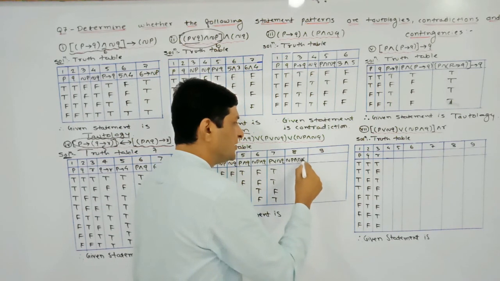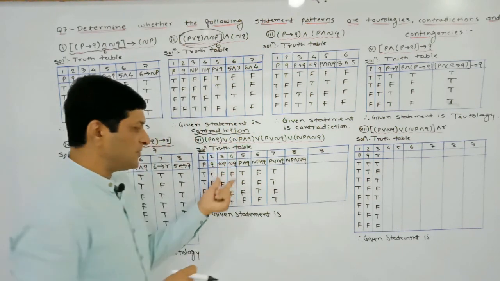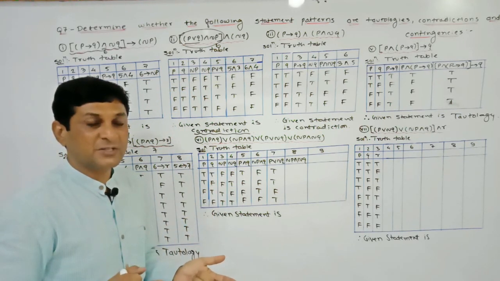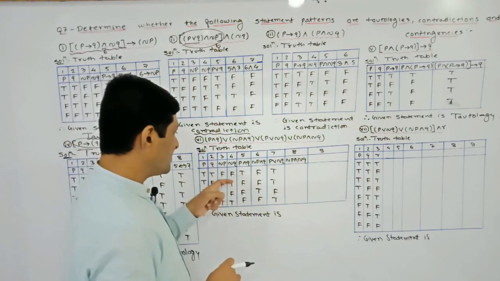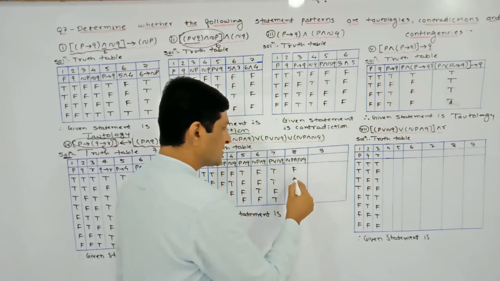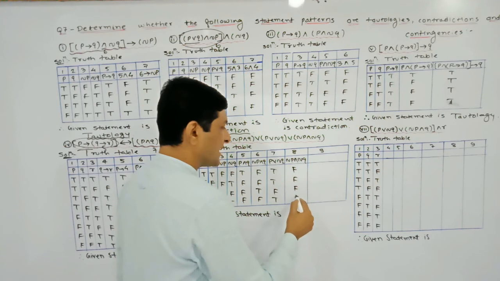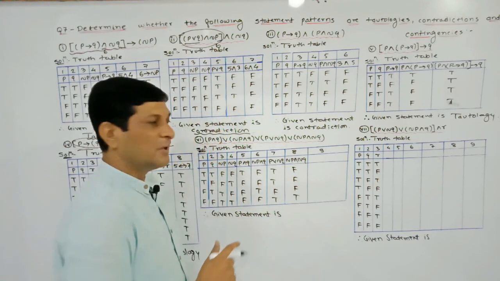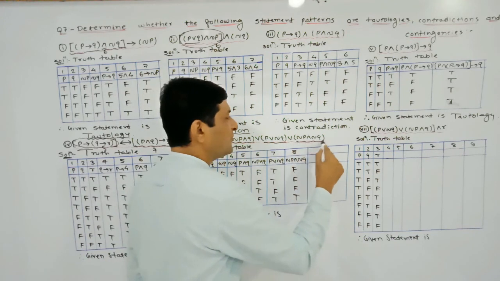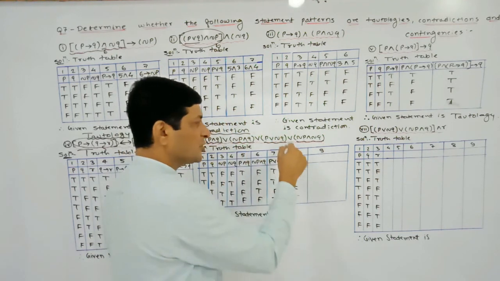and negation Q. Means these two statements we are connecting by what? AND. And in case of AND, if at least one statement is false, result is false. So false, false, false, true. So here we will get false, false, false, and lastly what? True.